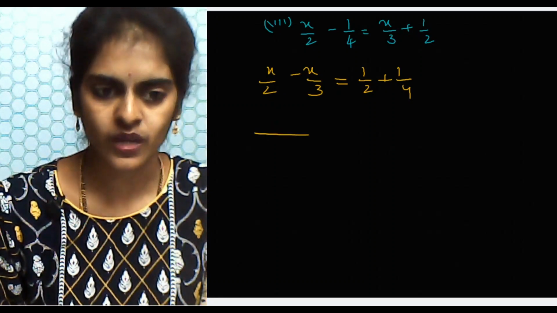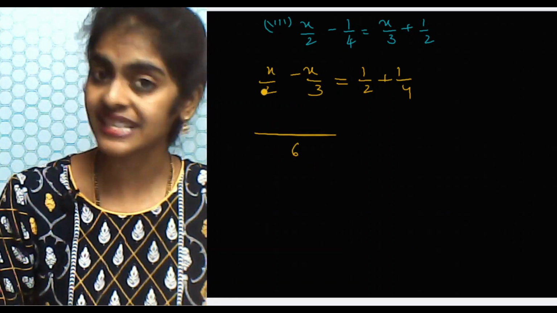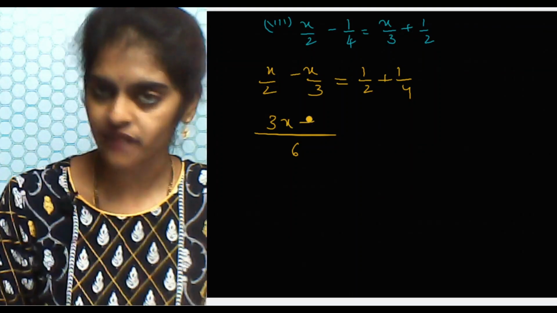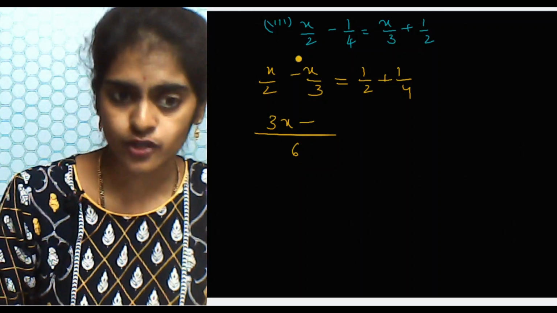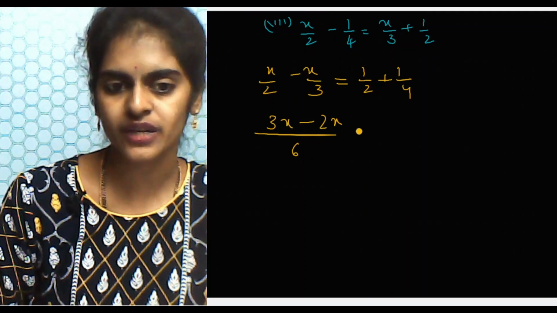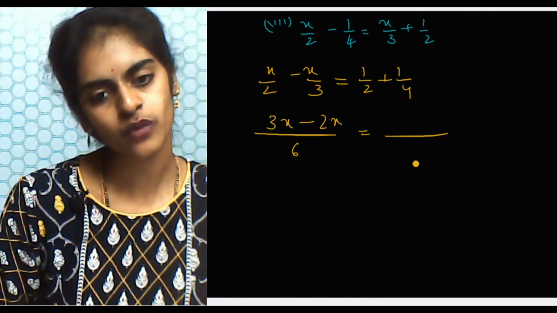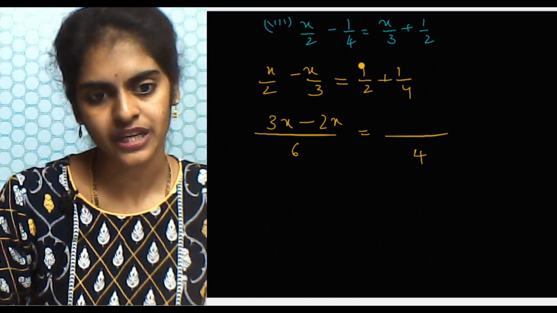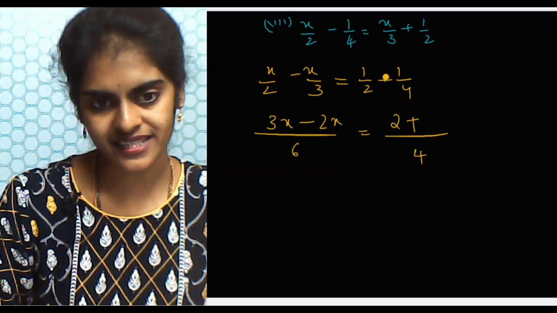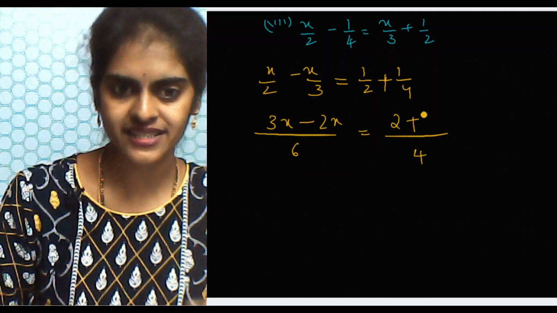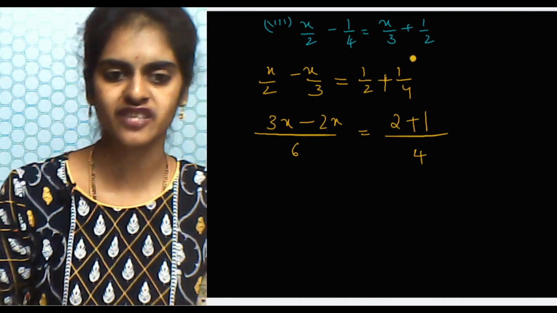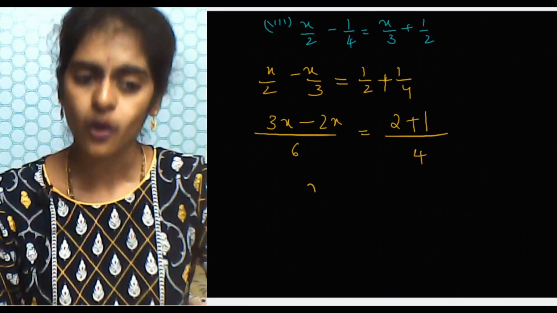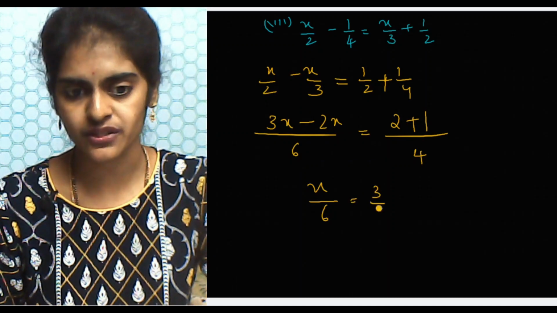Take LCM. So LCM of 2 and 3 is 6. 2 3s are 6, so you'll multiply the numerator by 3. So this is 3x minus, you have minus. Now 3 2s are 6, so the numerator will also be multiplied by 2. So this becomes 2x is equal to... LCM of 2 and 4 is 4. 2 2s are 4, so the numerator will also be multiplied by 2. So 1 into 2 is 2. You have plus, and the 4 and 4 denominators are the same, so the numerator you can write the same, which is 1. Now 3x minus 2x gives me 1x divided by 6 is equal to 3 by 4.